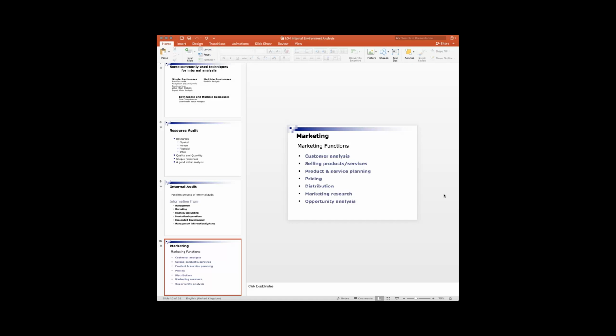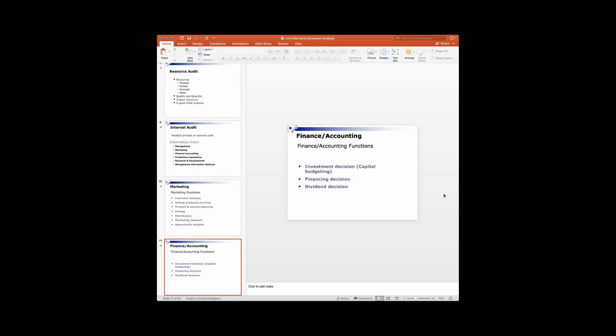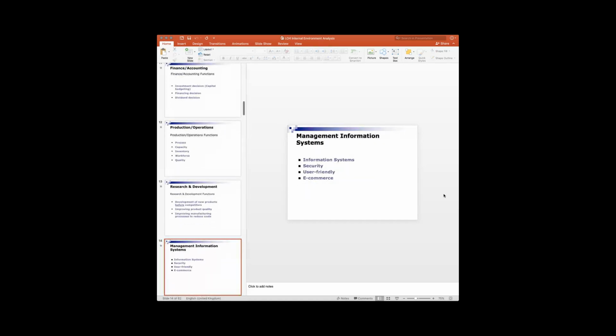analysis in particular. Because we are studying it in the context of learning outcome 4, which is the role of marketing in supporting business strategy, we need to understand some of these internal and external environmental analysis tools, but in the context of marketing as a function. So here we are looking at tools like customer analysis, selling products and services, product planning, pricing and distribution, research and opportunity analysis. Some of these are defined in the subsequent slides.